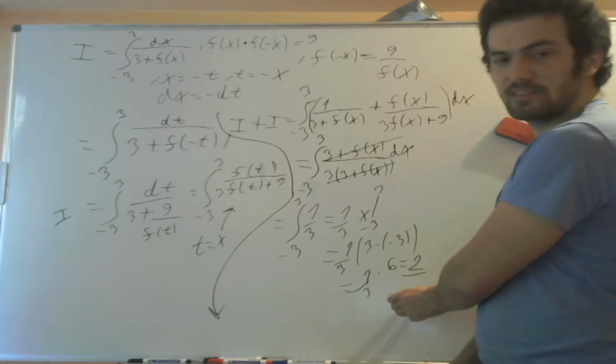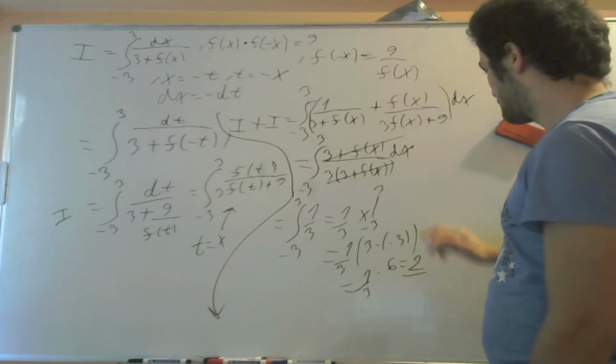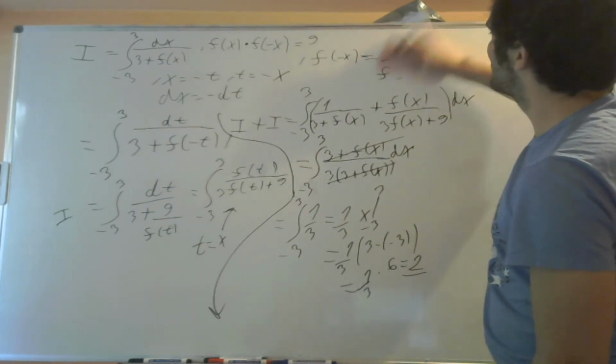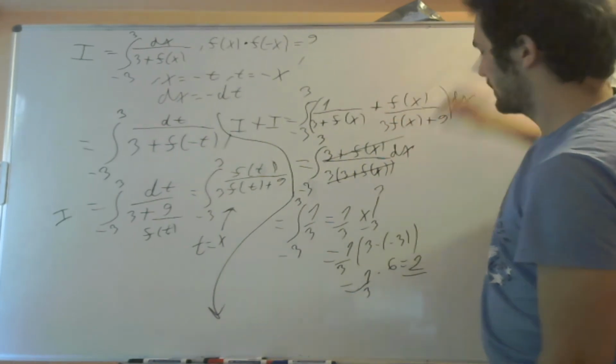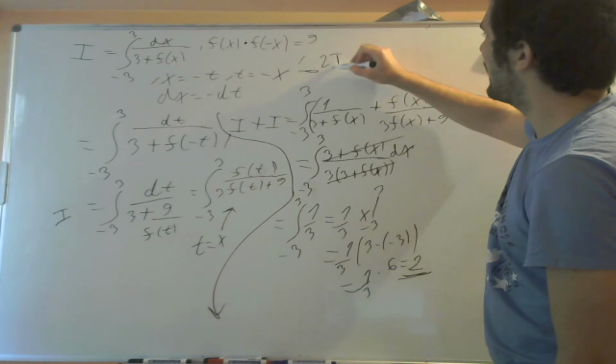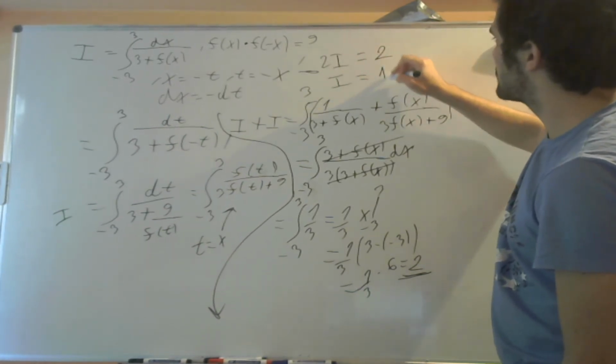But the solution isn't 2. We had 2I equals 2. So let's write it somewhere, for example, here. This one, we will continue here. So we will have 2I equals 2, and so I equals 1.